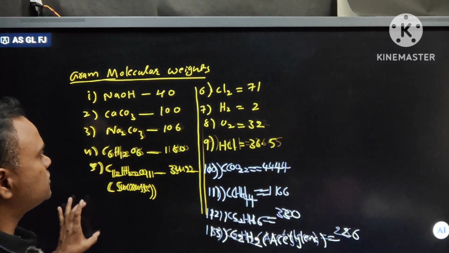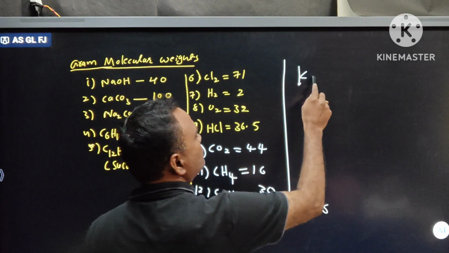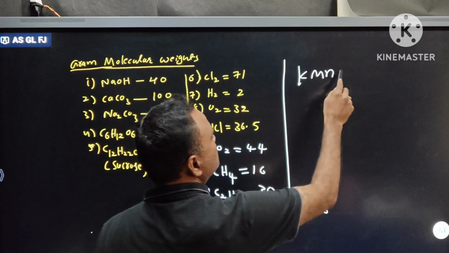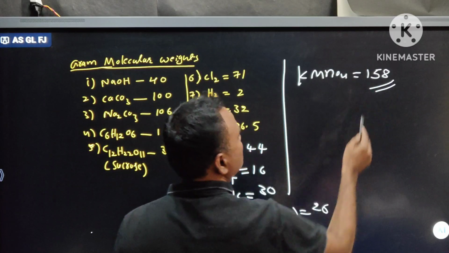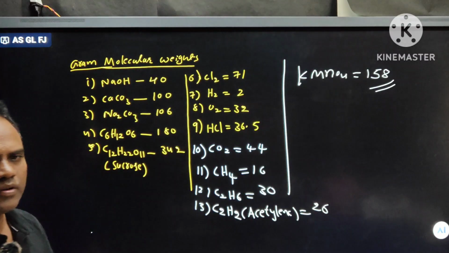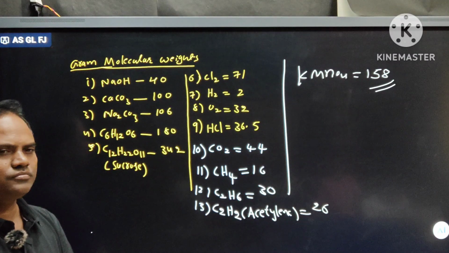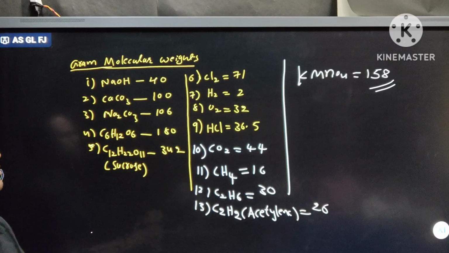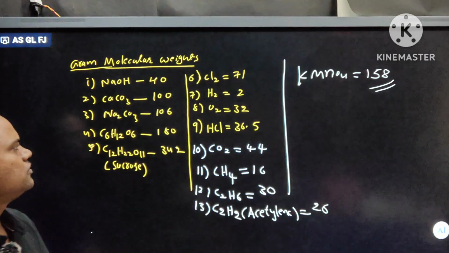Now who will give this? Potassium permanganate, KMnO4. Manganese weight I didn't give you, right? 158. Note down directly, 158, potassium permanganate. Generally the weights of very rarely used molecules will be given. Note down.